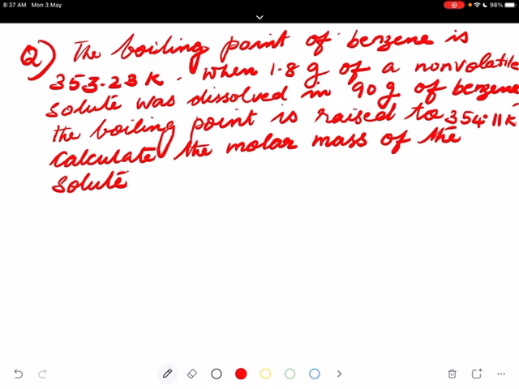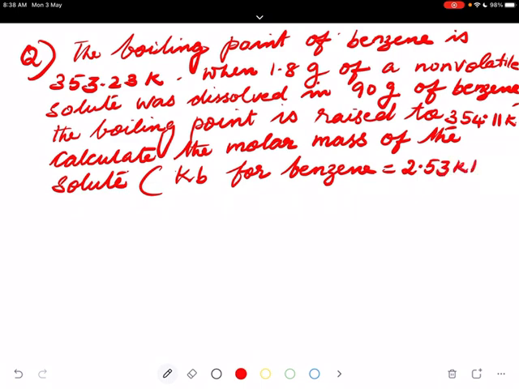Calculate the molar mass of the solute. Now Kb for the solvent. Which is the solvent here? Benzene. It is better to learn by heart this Kb for water and Kb for benzene. Kb for benzene is equal to 2.53 kg per mole.